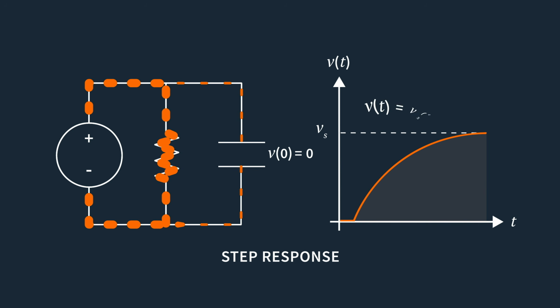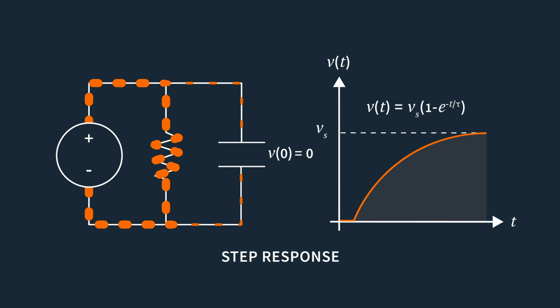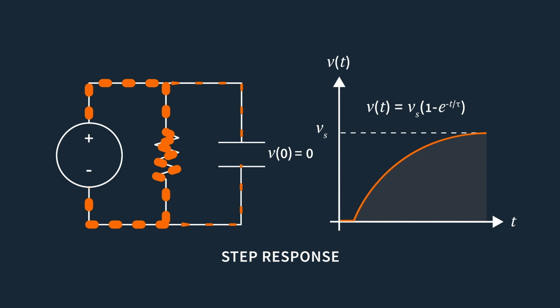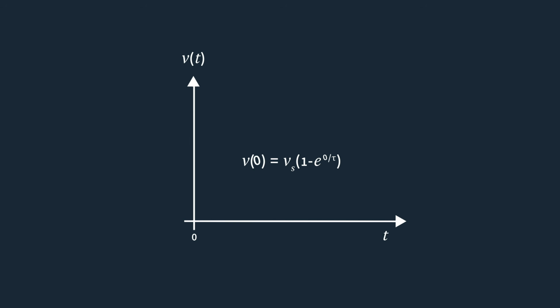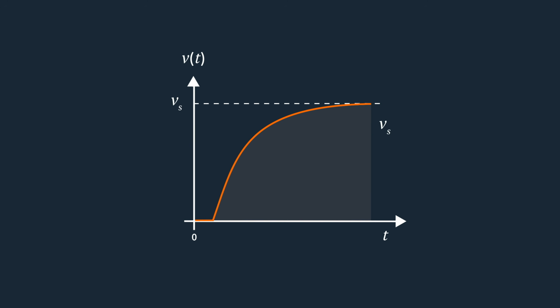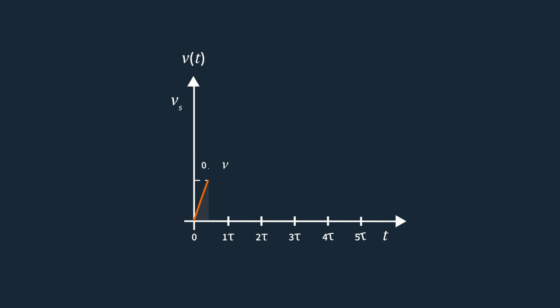Now, this is represented mathematically by V of t equals V sub s times 1 minus e to the negative t over tau. See, there's that tau again. In this case, at time 0, the exponential term is 1, so the voltage starts at 0. As time goes on, the term shrinks and the voltage approaches V sub s. After one time constant, the circuit reaches about 63% of its final value. After about 5 time constants, it's essentially at steady state, and you can start thinking of it as a normal DC circuit.